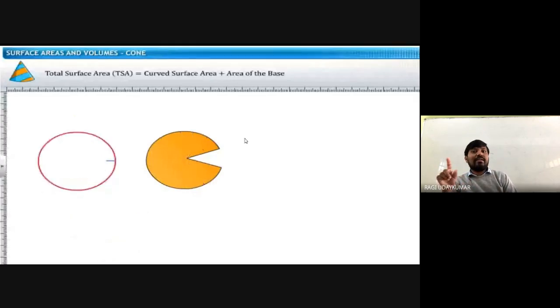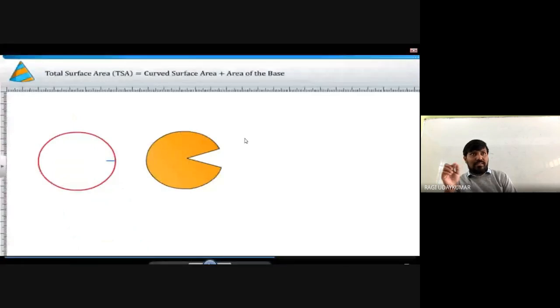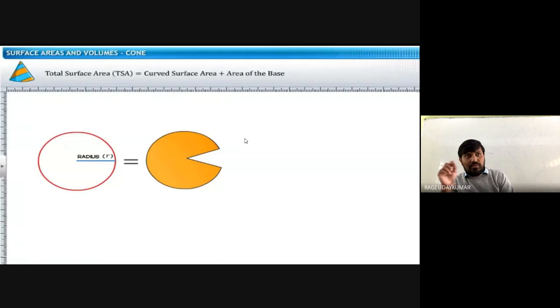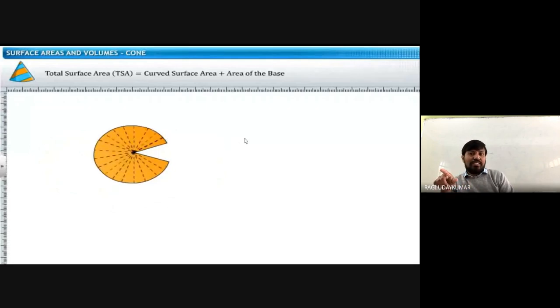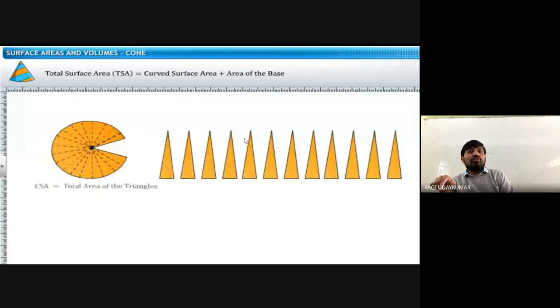A sector means circular. In a circle, if you cut one part like this, then whatever shape you get is called a sector. Two radii and one arc will form a sector. Here, the complete length around the circumference will be 2 pi r.